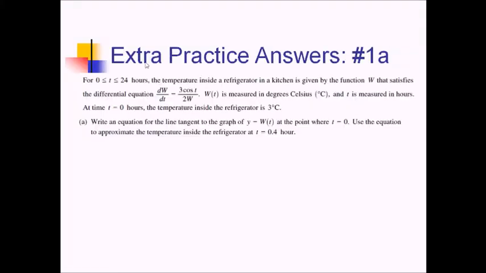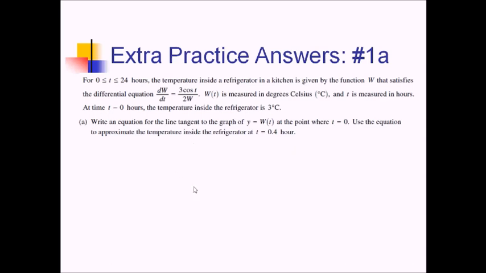On this problem, we have the temperature inside a fridge given by the function W, and that satisfies this differential equation here. W is in Celsius, t is in hours, and at time 0, the temperature inside the fridge is 3 degrees Celsius. First part, they want an equation for the line tangent to the graph of W at the point where t is 0, and then use it to approximate the temperature inside at time 0.4.